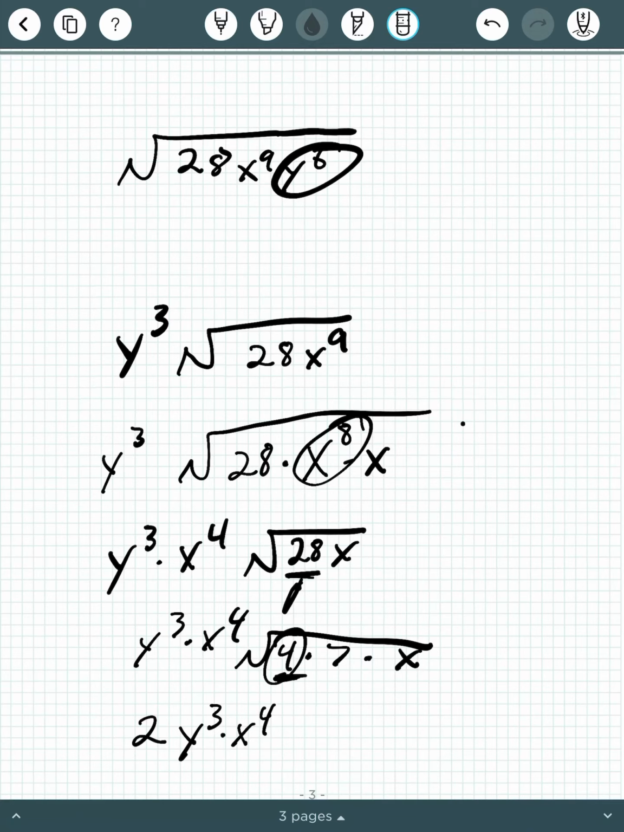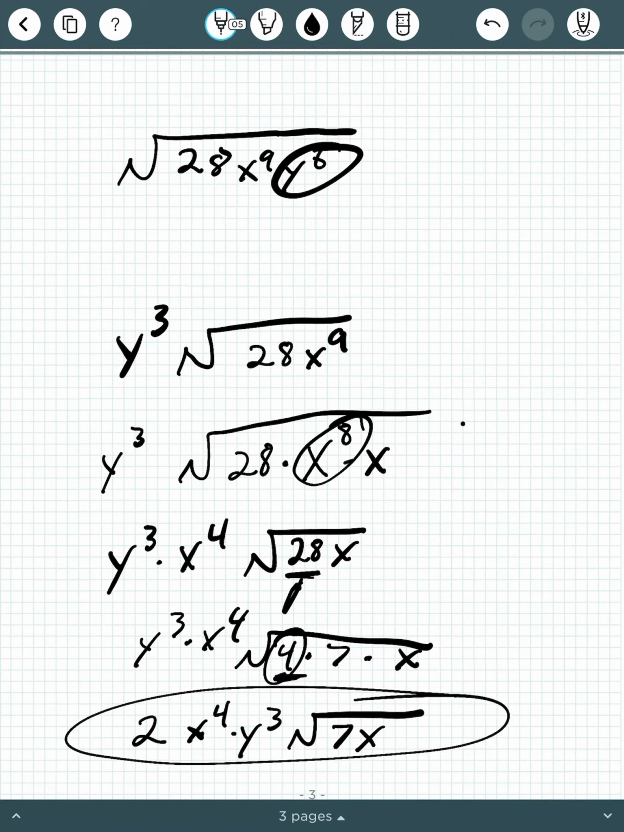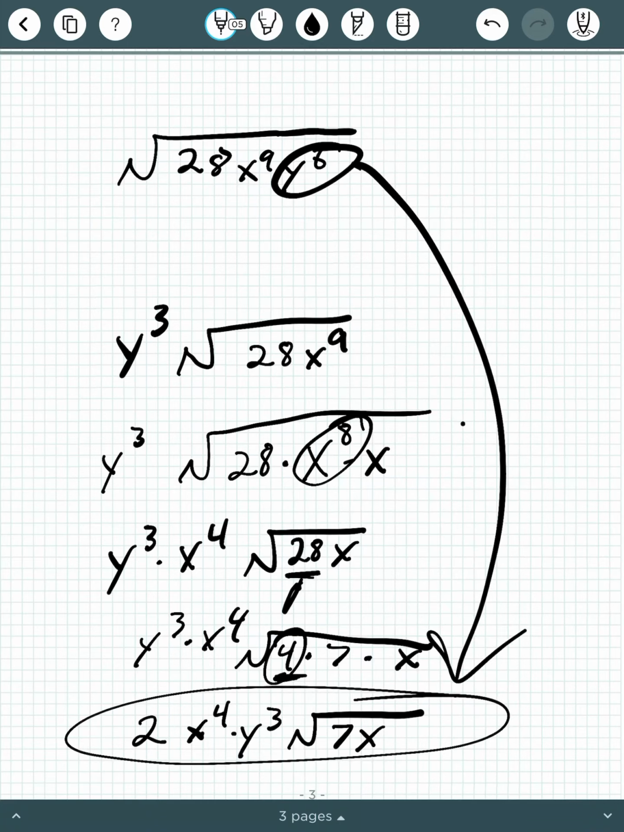Typically we write our variable terms alphabetically, so that would be x to the 4th times y cubed, all multiplied by the square root of 7x. Now some of you may be thinking, hey, this doesn't look a whole lot simpler than what we started with, and I have to agree with that, but that is the process of simplifying this radical expression because it's done a simplification under the square root where things did get quite a bit simpler.